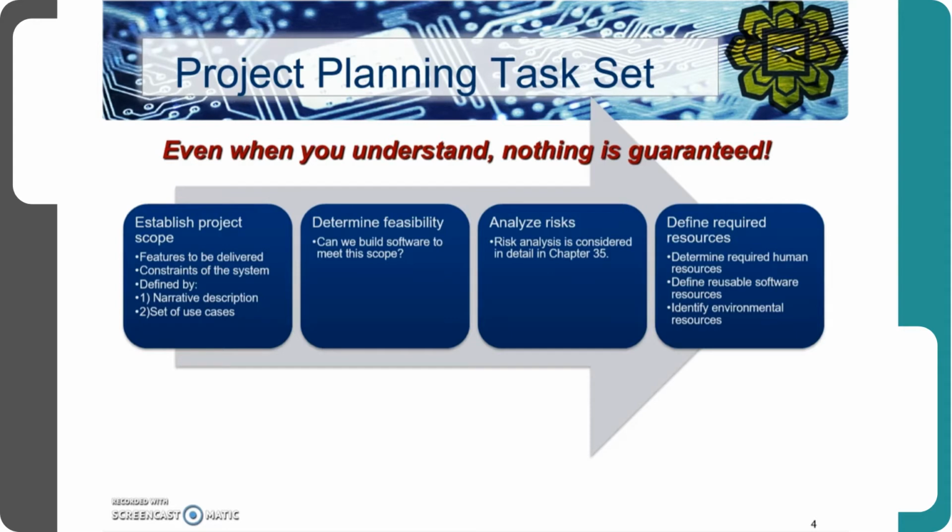So the next step is to determine feasibility. Within the scope of the project that we have identified, will we be able to develop the software to meet this scope? The next step is to analyze risk. This is covered in chapter 35. Next is to define the required resources. How many human resources do we need? Is there any reusable software resources? And what are the environmental resources that we need?